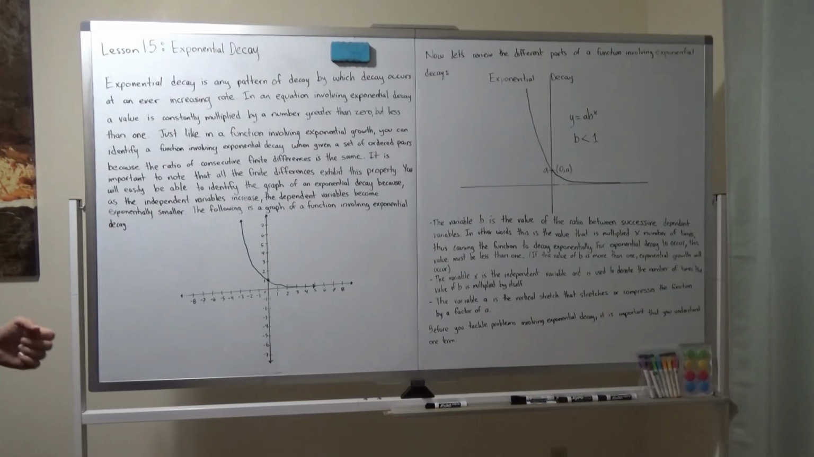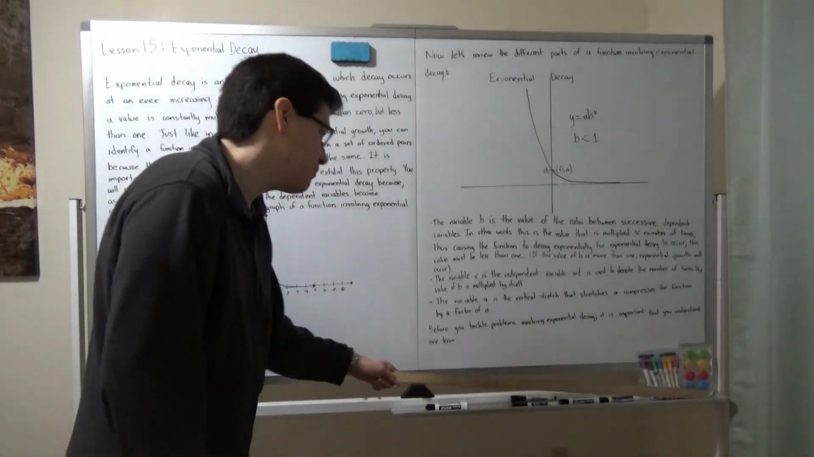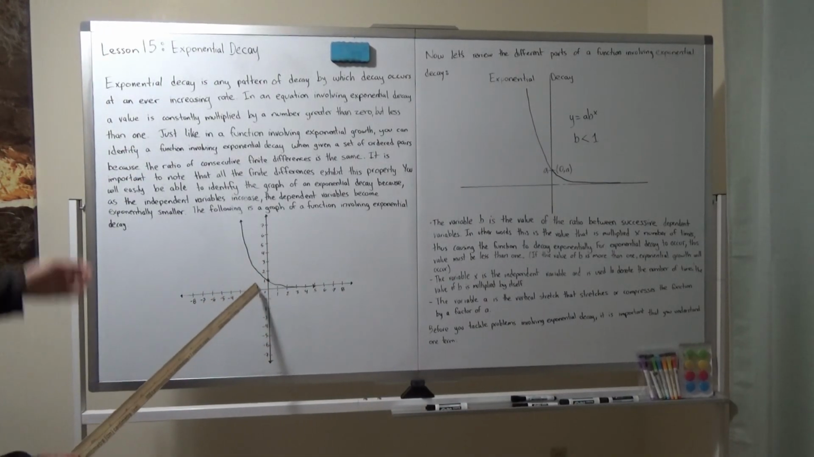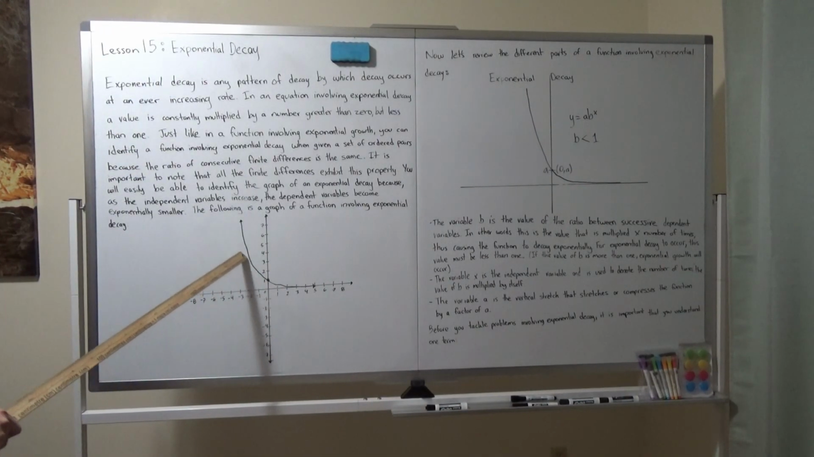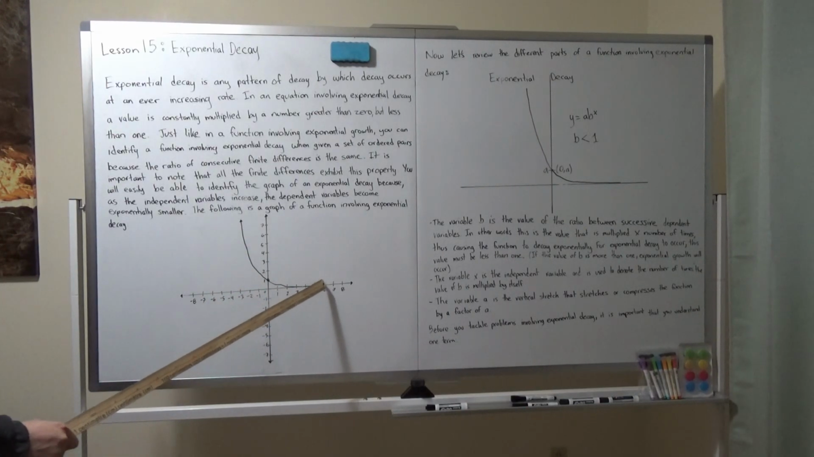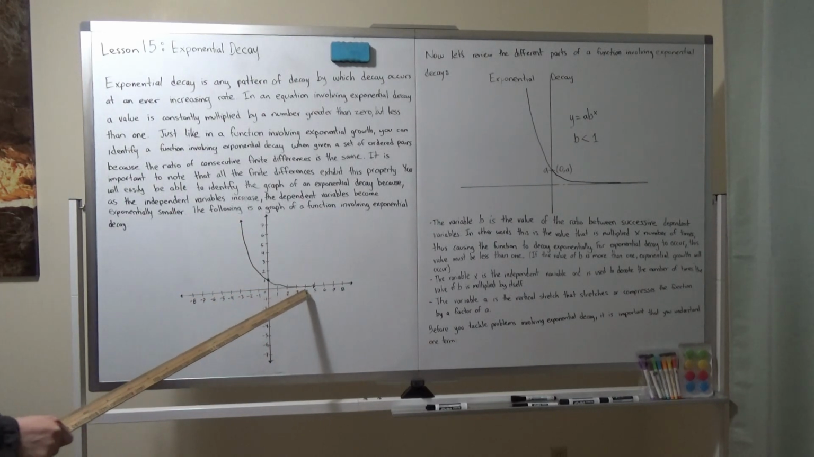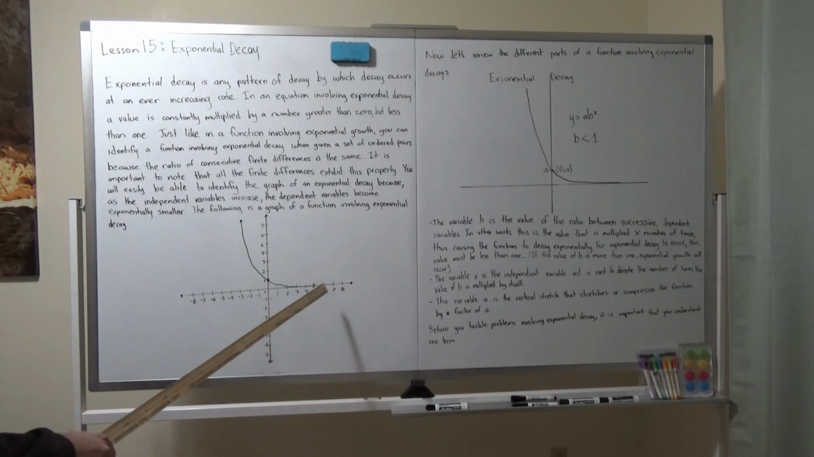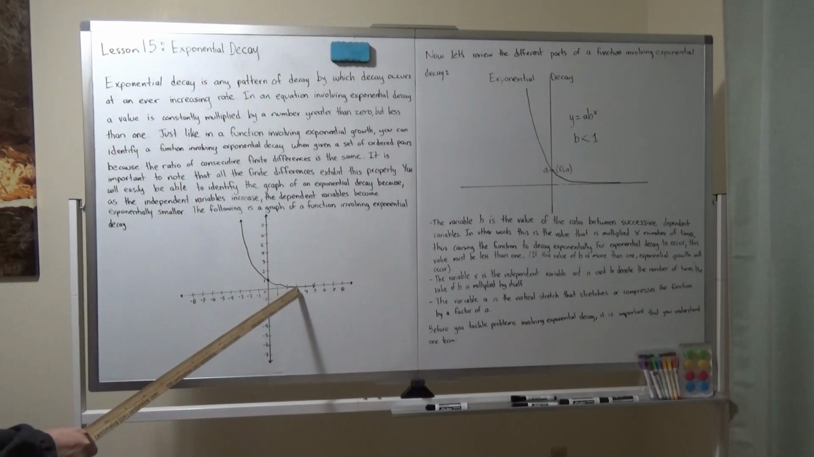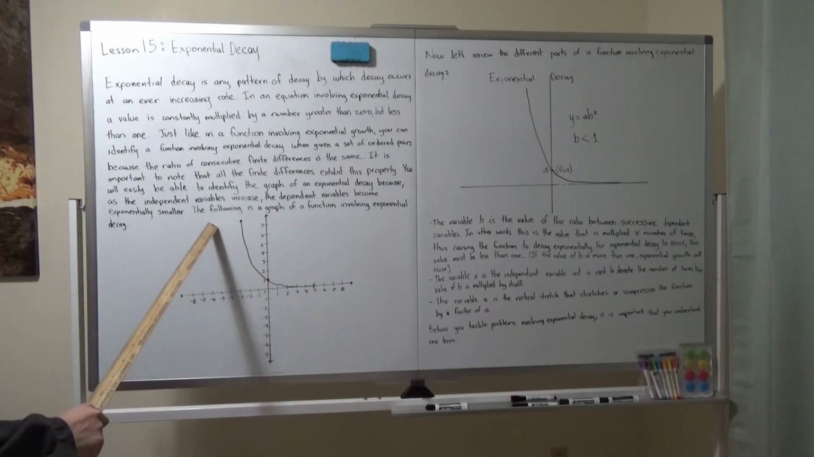The following is a graph of a function involving exponential decay. As you can see, it starts big and it goes smaller and smaller. As the x values increase, the dependent variables become exponentially smaller. And it goes on forever in both directions.